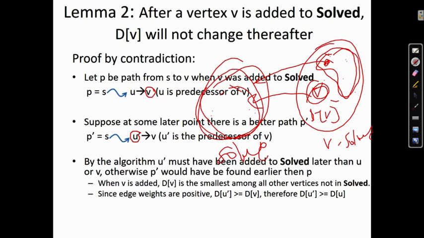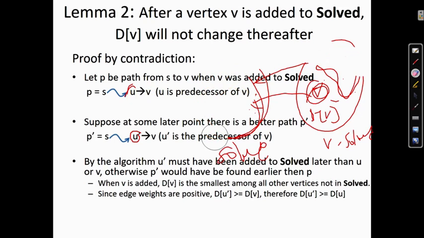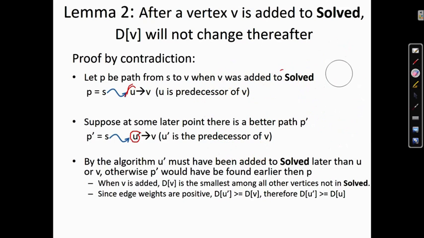So since u prime is added later than v, d of u prime when it was added must be bigger than v. Yes? Since it's bigger than v, it must be bigger than d of u also. Right? Because here, u is the predecessor of v, u must have been added into solve even earlier than v. Okay? Yeah. So we establish this fact.